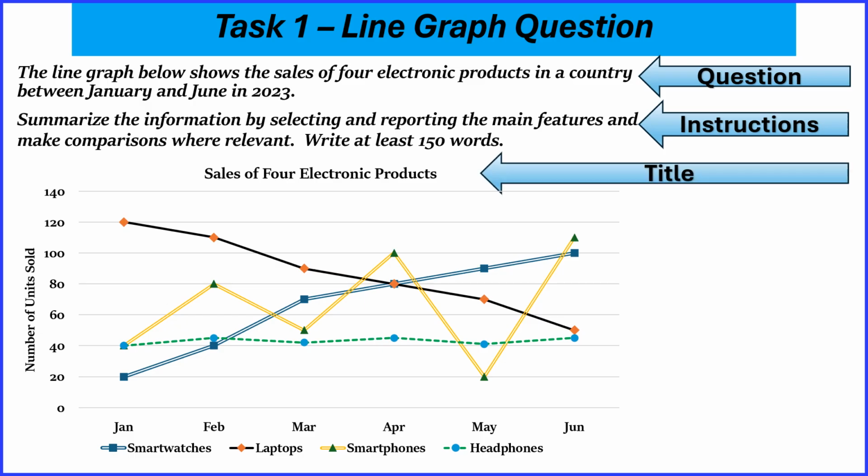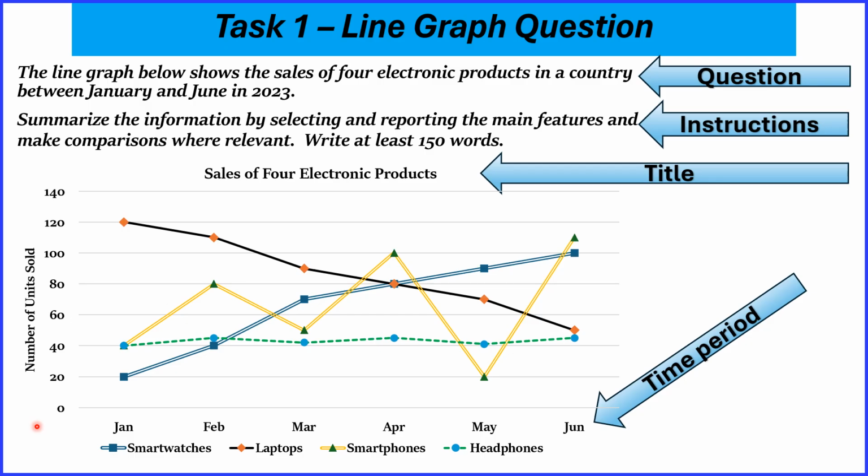The title is Sales of 4 Electronic Products. The title gives us a clear idea of what the graph is measuring: sales of 4 specific electronic products over time. Now let's examine the axes as they provide essential details for interpreting the graph. The x-axis represents the time period, showing the months from January to June 2023. Understanding the time period is important because it allows us to track changes, trends, and fluctuations over a defined duration.